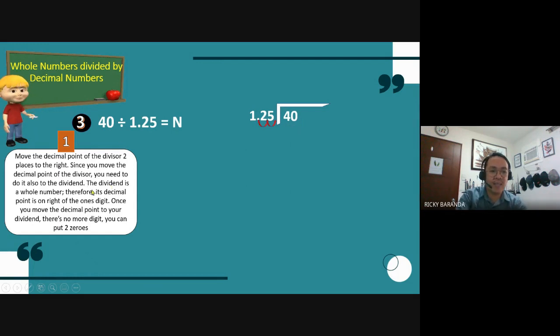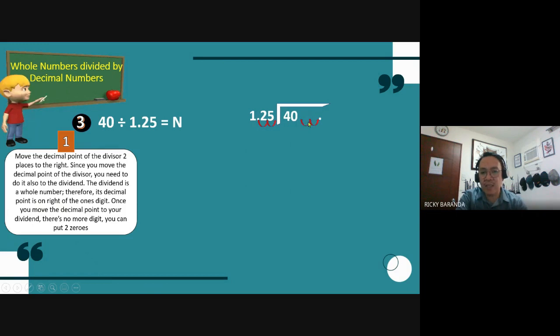So, the dividend is a whole number. Therefore, its decimal point is on the right of the ones digit. Sa 40, alin ang ones digit? Di ba yung 0? So, nandito ang decimal point niya. Kung minove natin si divisor, ganun din yung decimal point sa dividend. I-move din natin siya ng dalawang beses. So, mapupunta na dito yung decimal point.